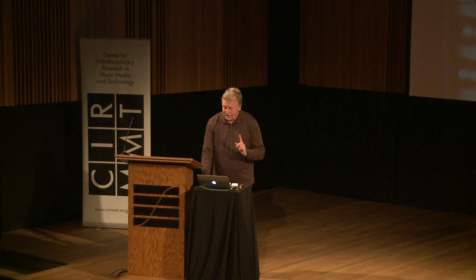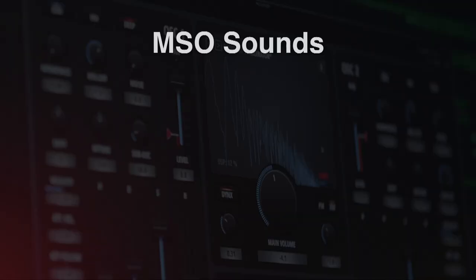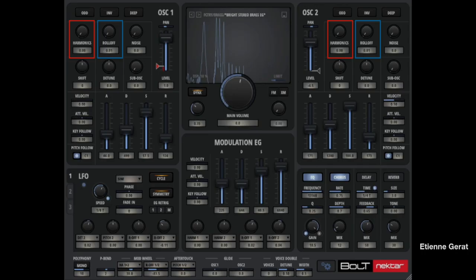So first, let's listen to the harmonics and roll-off effect on sounds. I've shown in red the harmonics knob, in blue the roll-off knob, and they will move around now. It will start with the roll-off knob, the piece of music is pretty short, and then the harmonics are changed, and it sounds like that. It's done by Etienne Gerard, a French researcher working with us in Hamburg.